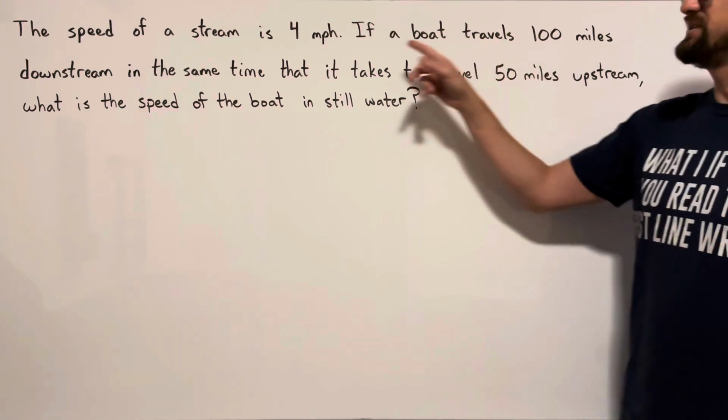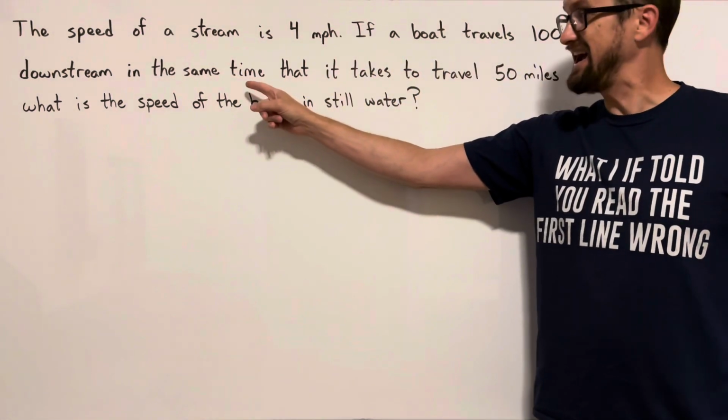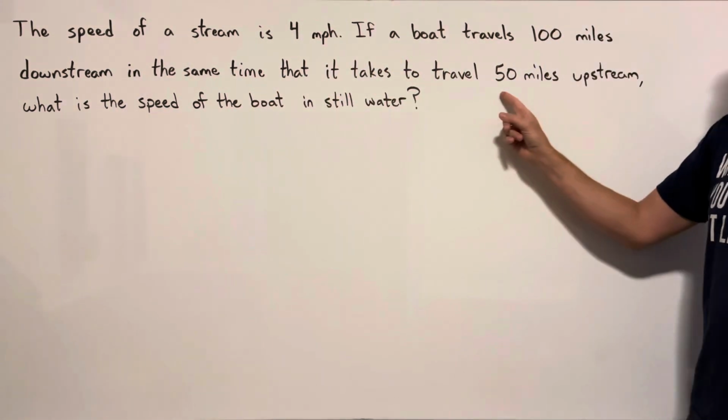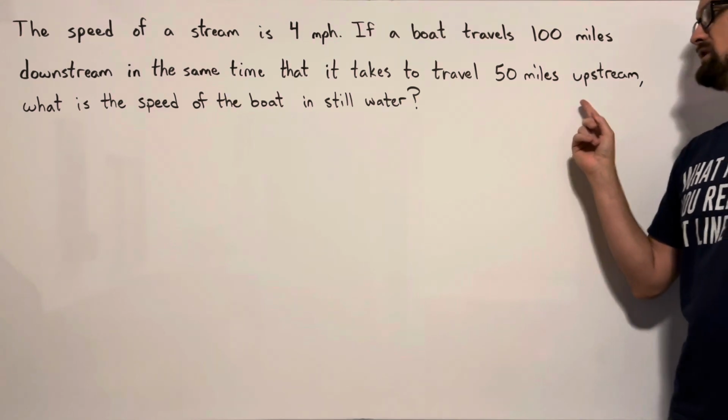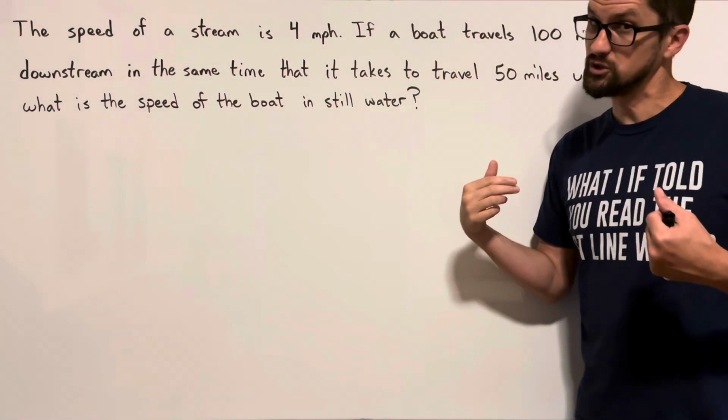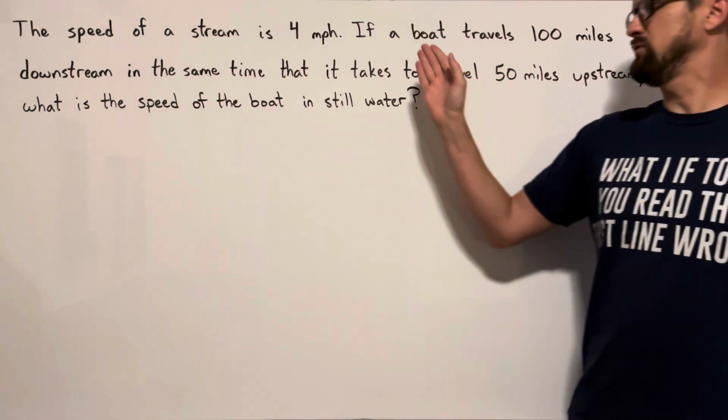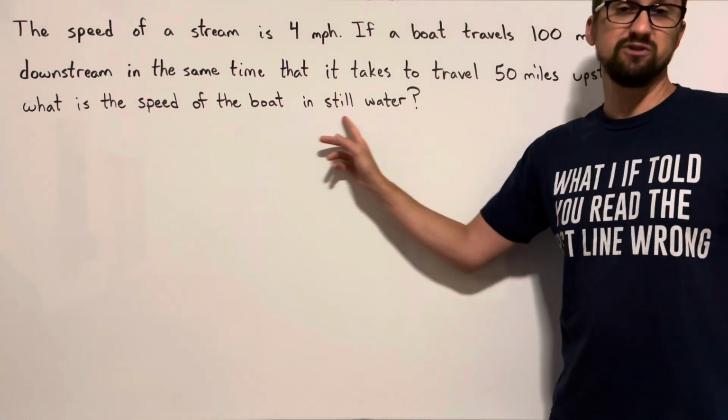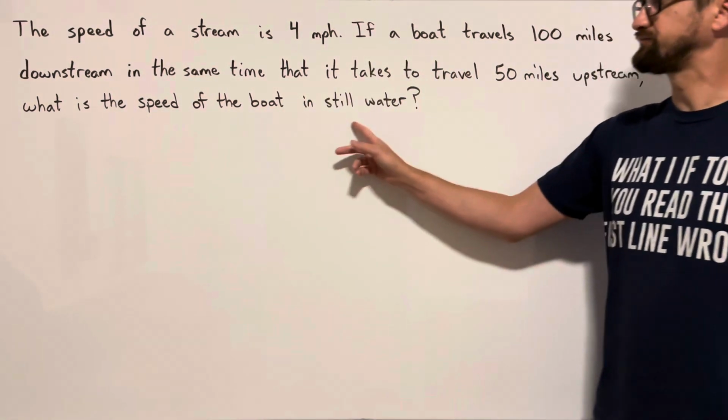If the boat travels 100 miles downstream in the same time that it takes to travel 50 miles upstream, that is when you're fighting the current, so it slows you down. We want to find the speed of the boat if there was no current, if the water was still.